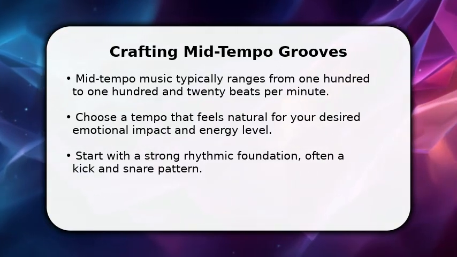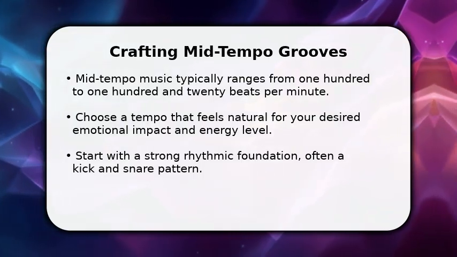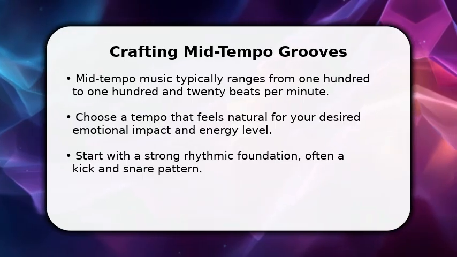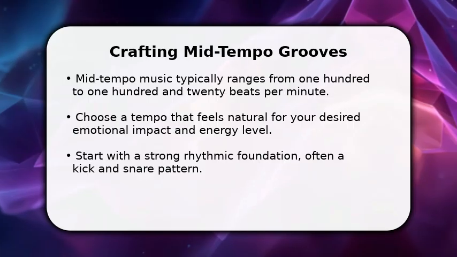In this video, I will explain how to make mid-tempo. First, let's define what mid-tempo means. Generally, we're talking about music between 100 and 120 beats per minute. This range offers a versatile canvas for many genres.